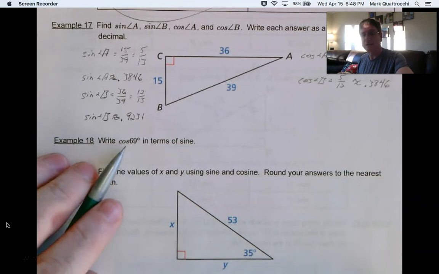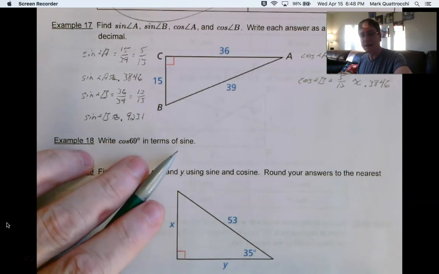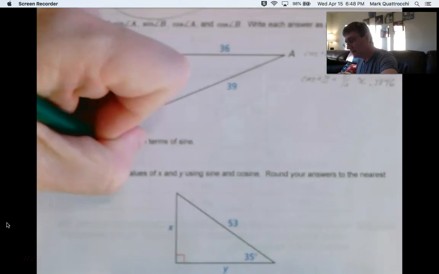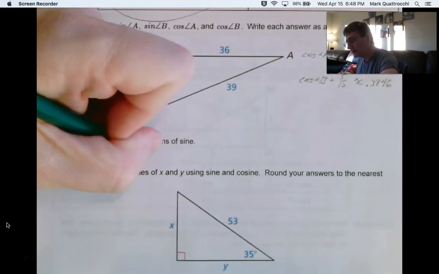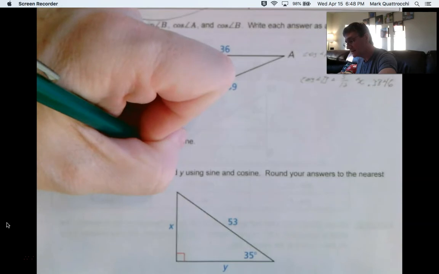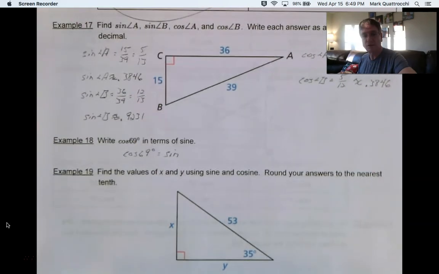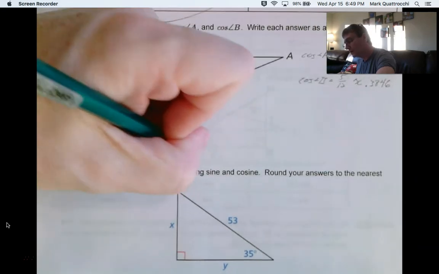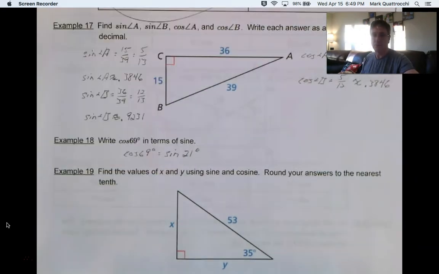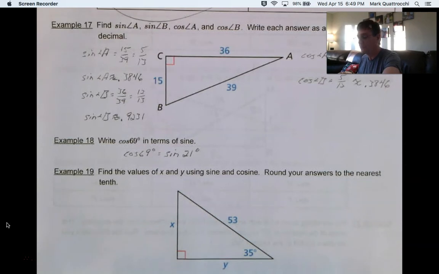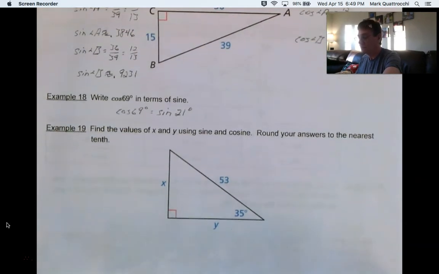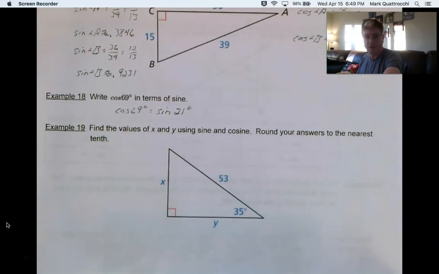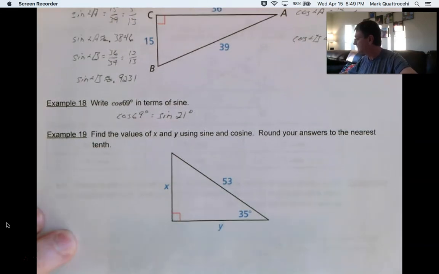Okay. Example 18. Write cosine of 69 degrees in terms of sine. Well, if cosine of 69 degrees, what's the sine equal to? Cosine 69 degrees equals the sine of its complement. What's the complement of 69 degrees? 21 degrees. Sine of 21 is the answer to example 18.